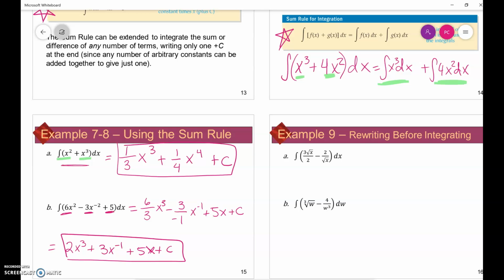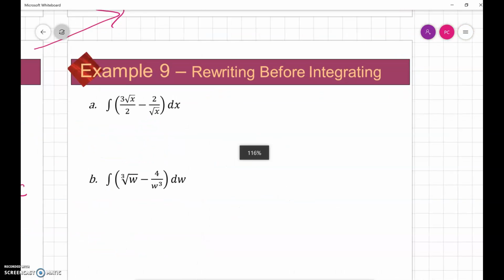I didn't rewrite any of these, but if you wanted to take the time to rewrite each individual one, go for it. You can. It's not a big deal. I just chose not to. All right, so just like with the original problems we did in video 1, if you don't have an x to a power, you want to rewrite your equation so that you have x to a power. So on this next example, we're going to take the time to rewrite this.